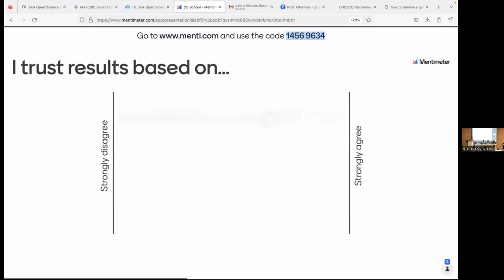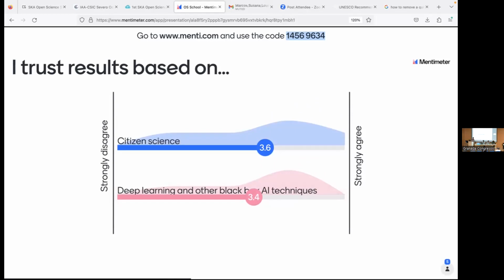Okay, so moving on. Do you agree or not with this? Can you trust results that are based on citizen science? We were talking about this earlier in the day. And also, can you trust results that are based on deep learning, convolutional networks, or similar artificial intelligence techniques that are black boxes, so you don't really know what's happening inside? In experience, you can just say that they are performing well, but you don't really know. So can you trust? I can see that in general people trust.